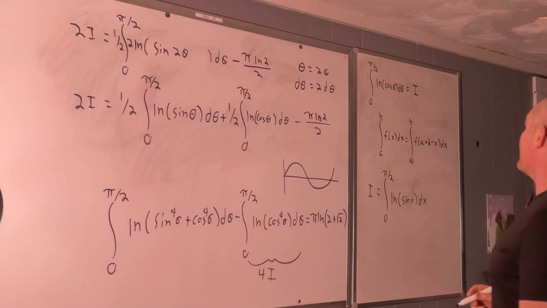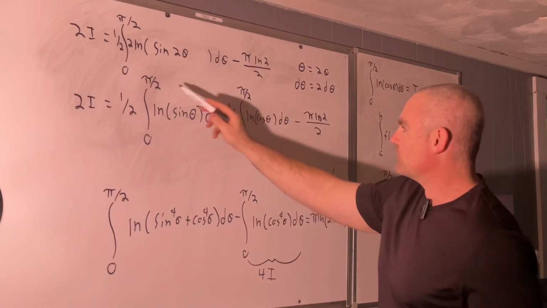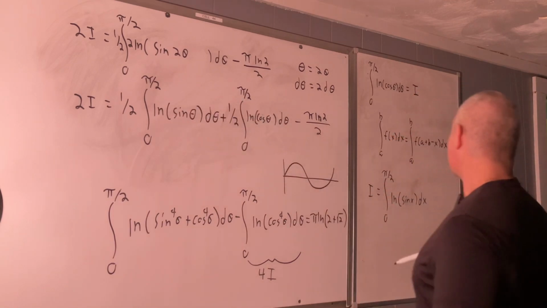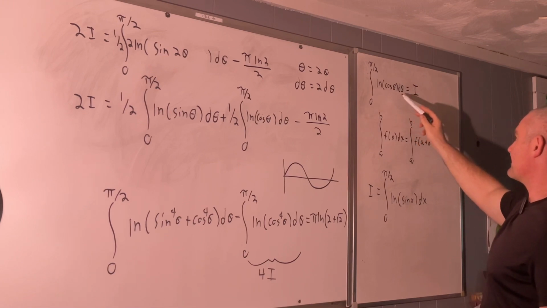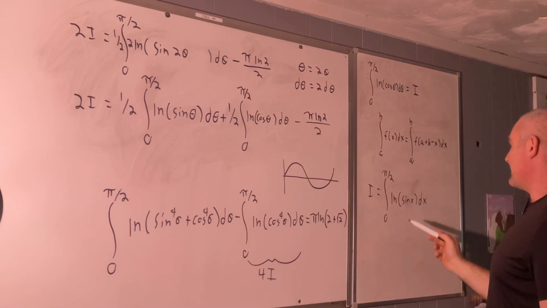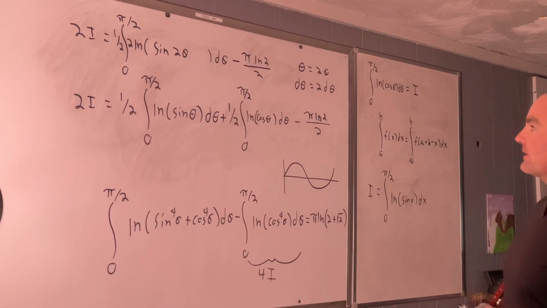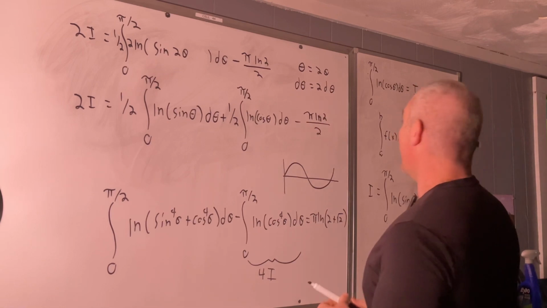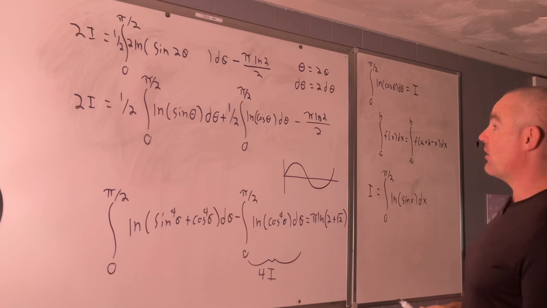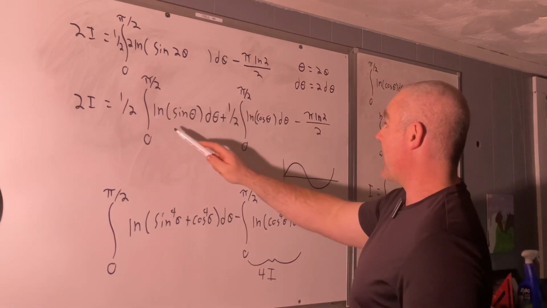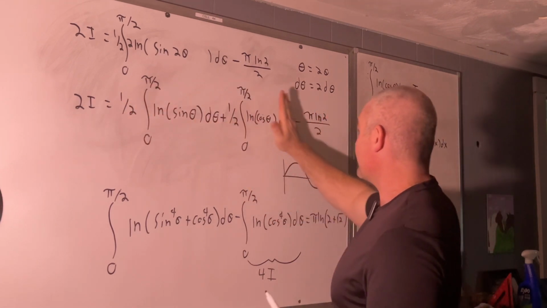Okay, but what do we know about these two things? These are equal to each other, aren't they? We already showed that the integral from 0 to pi over 2 of the natural log of cosine something d something is the same as the integral from 0 to pi over 2 of the natural log of sine something d something. And what is that something? Actually, that thing is I. So this is just 1/2 I plus 1/2 I. So this whole thing right here just becomes I.